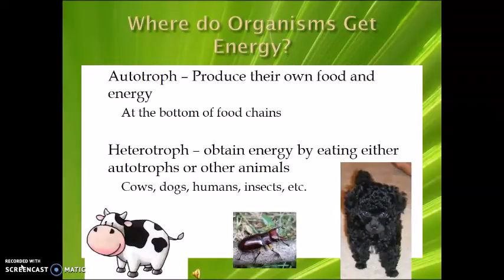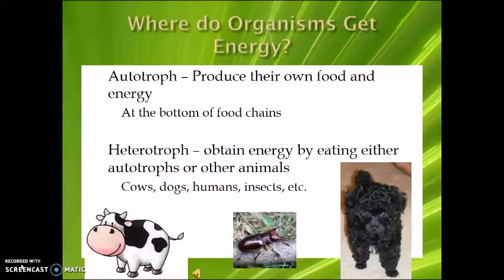So where do organisms get their energy? Well, we can break all organisms into two major groups, autotrophs and heterotrophs. So let's remember from our prefix-suffix list that we studied at the beginning of the year and break these words down. Auto means self-operating, and troph means to eat. So autotrophs make their own food to eat by themselves. Okay, so they're going to produce their own food. So these are going to be your plants. Any type of plant you can think of, it's an autotroph because it can make its own food.